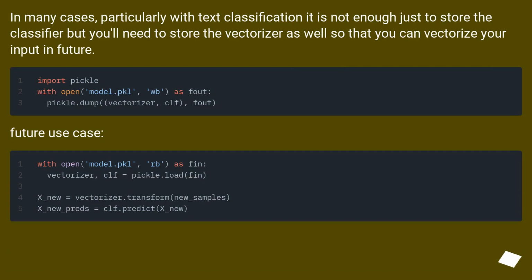In many cases, particularly with text classification, it is not enough just to store the classifier, but you'll need to store the vectorizer as well so that you can vectorize your input in future. Future use case.